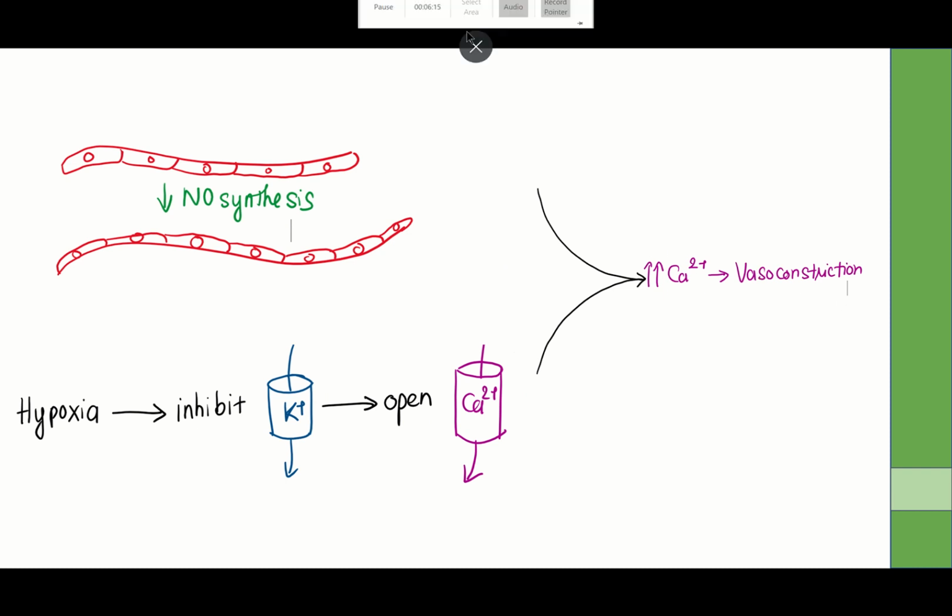There are some mechanisms, but there is no firm evidence behind this. You just know this because there are some hypotheses. So overall, this will cause vasoconstriction, right? So it's quite easy to understand.